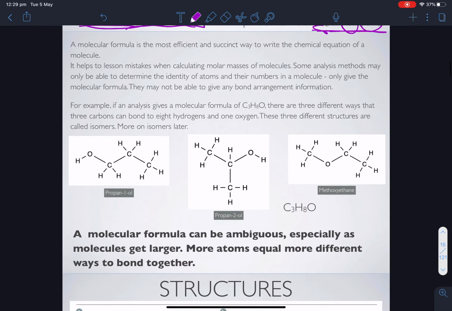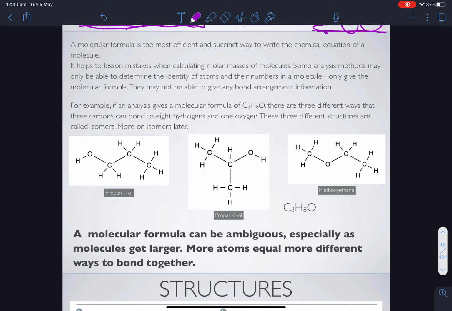So a molecular formula is the most efficient and succinct way. It helps to lessen mistakes when calculating molar masses. You can see how that's going to happen because you're only considering one atom at a time. And it's important because some analysis methods, some methods where we find out what's in molecules, are only able to identify what atoms are there and the numbers. So they can only give us a molecular formula. They can't tell us how it's bonded together.